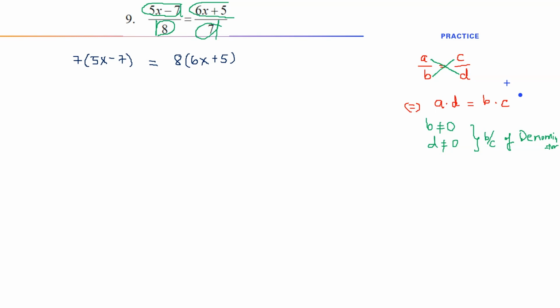Alright, now we distribute. 7 times 5x, 35x, minus 7 times negative 7, minus 49, equal 8 times 6, 48x, 8 times 5, positive 40. Now we will subtract both sides by 35x to combine the terms. Then subtract both sides by 40.